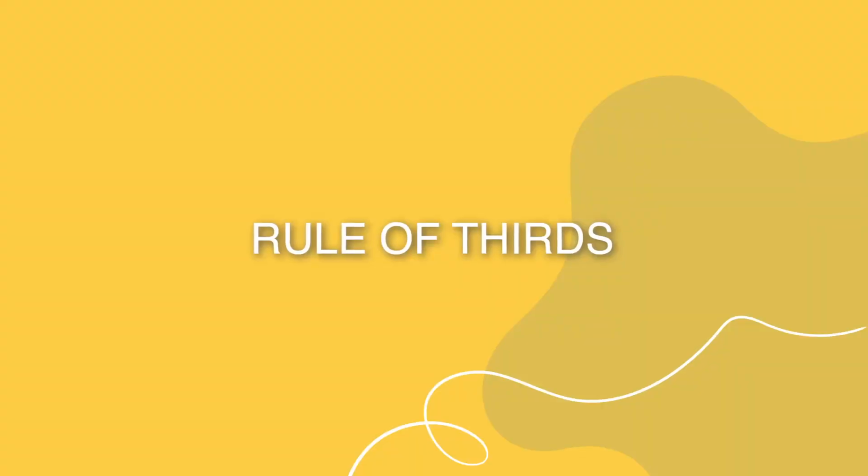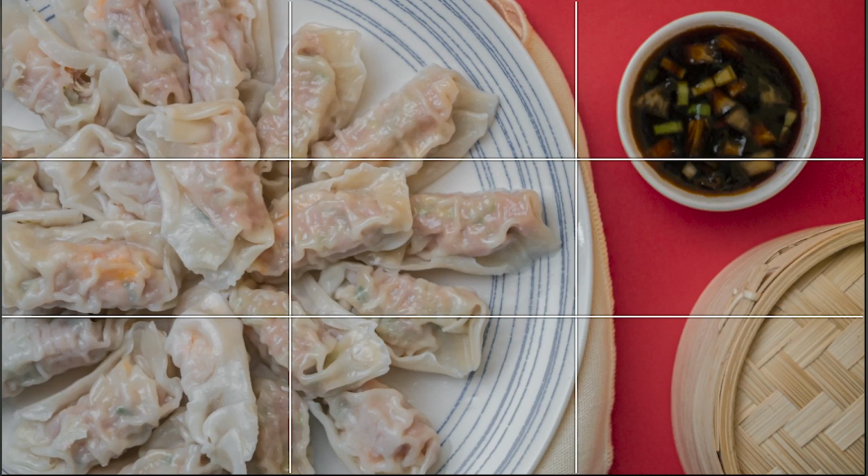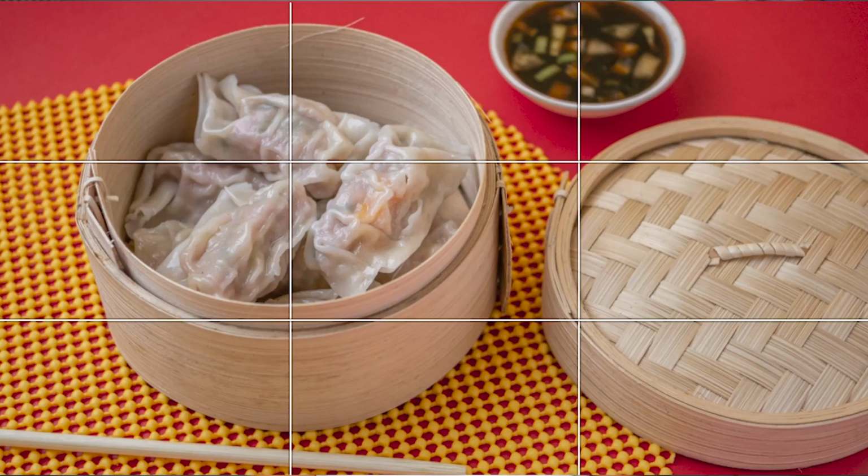The next composition technique is the rule of thirds, which is very famous among photographers. By positioning your main subject as well as other important parts of your photo a third of the way into the frame, you'll often get a very pleasing result.